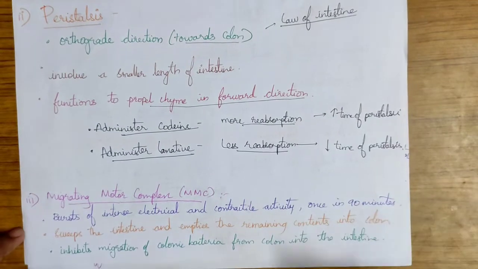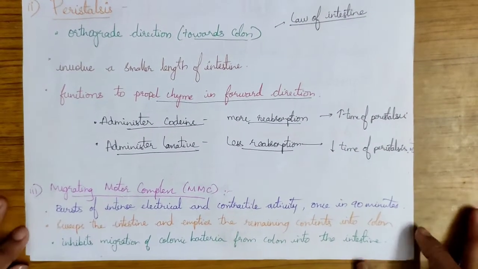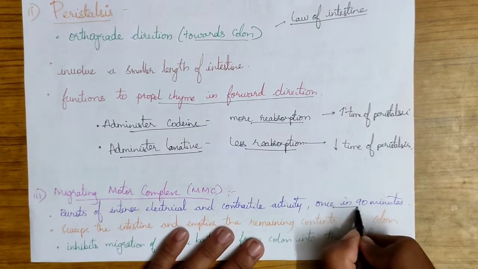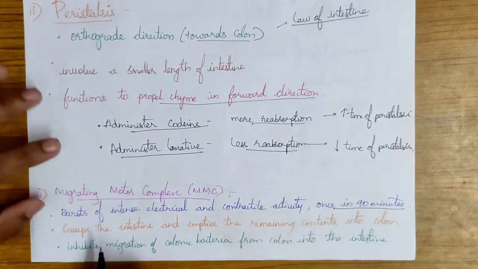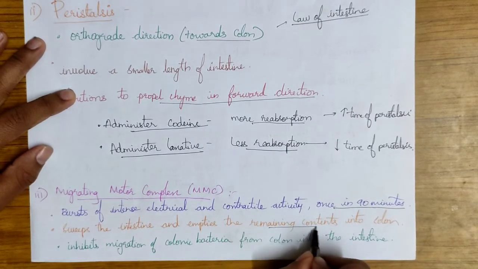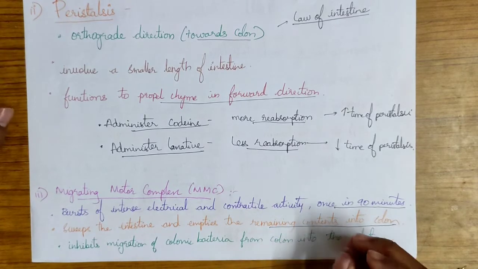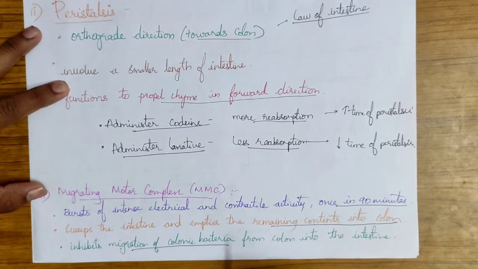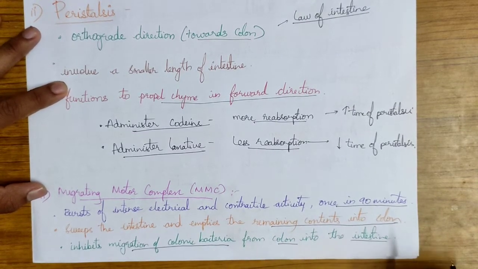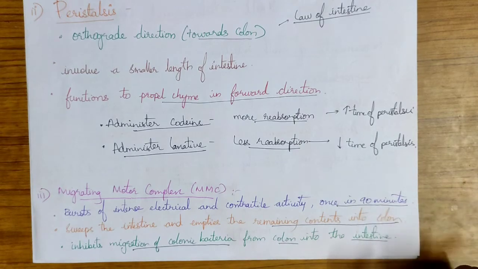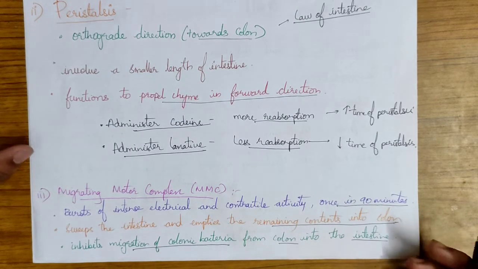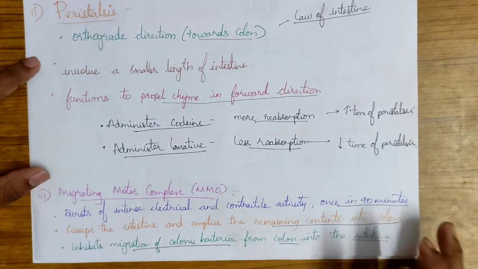So the next movement is the migrating motor complex, or shortly called MMC. These are the bursts of intense electrical and contractile activity which is seen once in 90 minutes or 75 minutes. This sweeps the intestine and empties the remaining contents into the colon. So it acts as a housekeeping movement of the small intestine. It also inhibits the migration of the colonic bacteria from the colon into the intestine. So whenever there is ingestion of food, for the food to remain in the small intestine, it should be swept into the colon first. So it makes the small intestine empty and takes the contents into the colon.